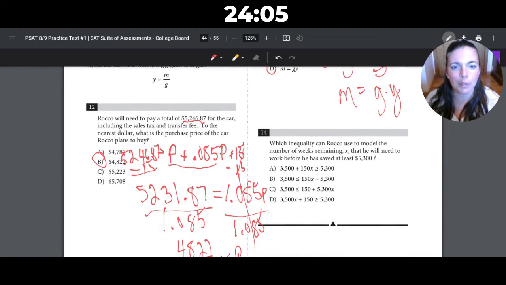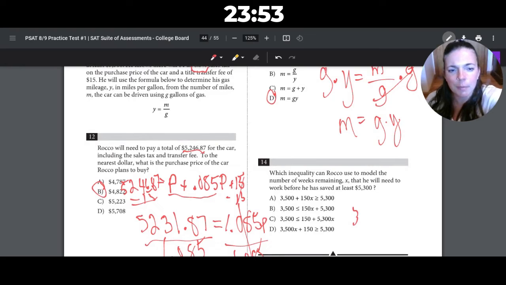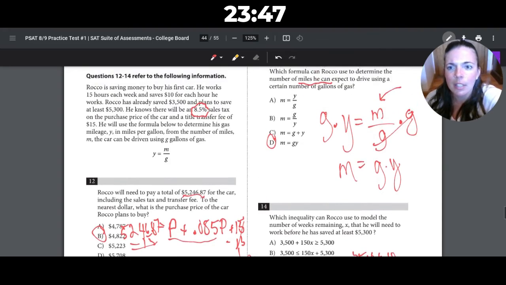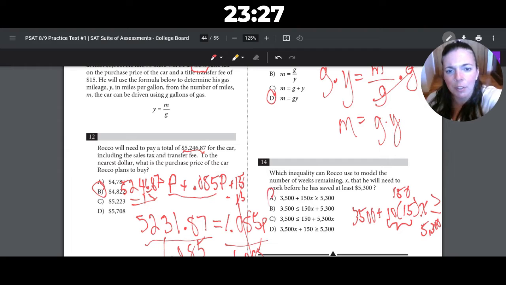Okay, and how about 14? Which inequality can Rocco use to model the number of weeks remaining X that he will need to work before he has saved at least 5,300? We know he saved $3,500 already, and he's saving $10 for every hour he works, and he works 15 hours a week. So 15 times X, with X as our weeks, and that has to be greater than or equal to what he needs, which is the 5,300. All we can simplify here is 10 times 15, which is 150. So 3,500 plus 150x has to be greater than or equal to 5,300. So A it is.